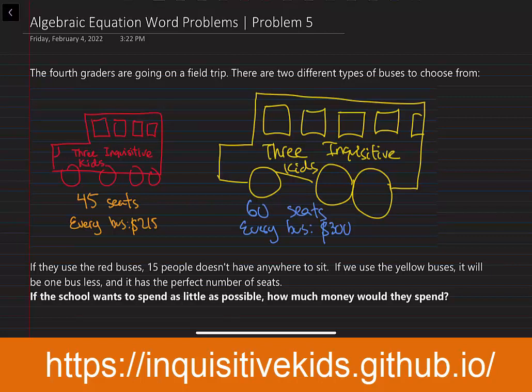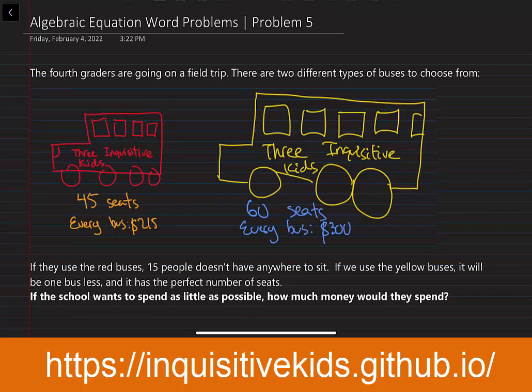And then we have the bigger yellow buses. They each hold up to 60 seats, and every bus costs $300. If they use the red buses, 15 people don't have anywhere to sit, so 15 people will be left out, and you don't want that. If we use the yellow buses, it will be 1 bus less, and it has the perfect number of seats. If the school wants to spend as little as possible, how much money would they spend?